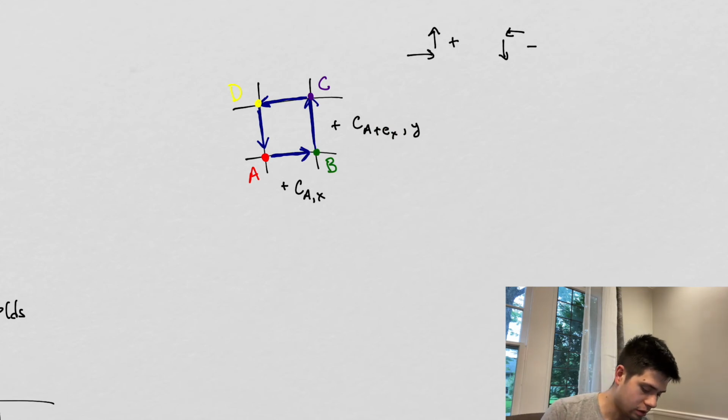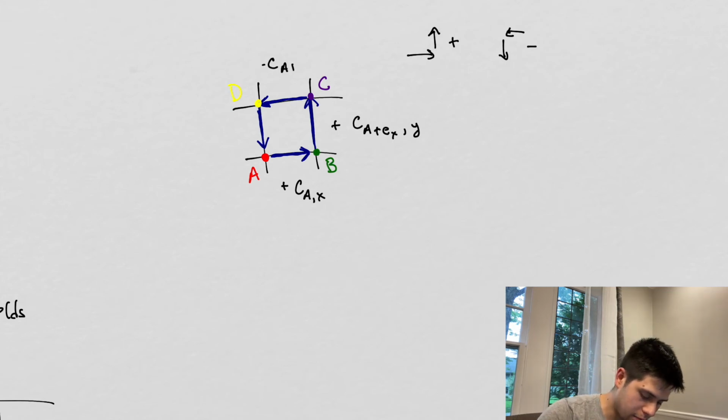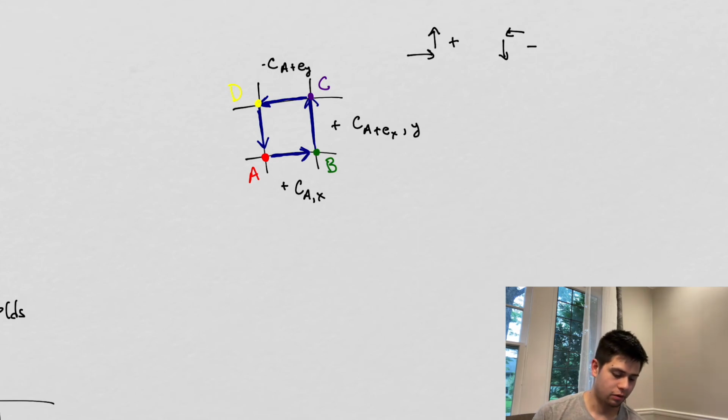Now then we're going to go in the opposite direction. C, and this is going to be A plus e_y, right? Because now we are in an upward position from A, but this is a change in our x component because we're moving left.